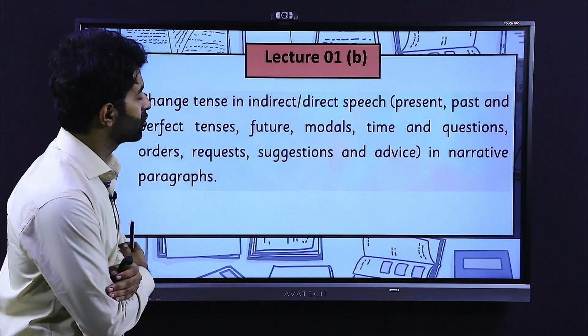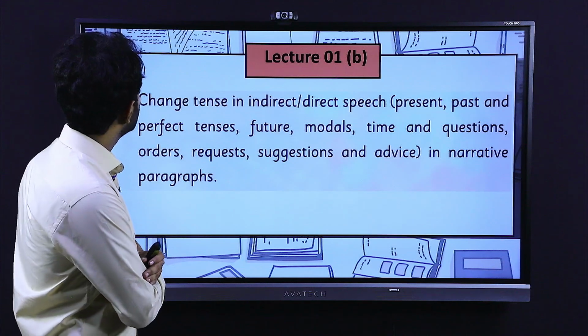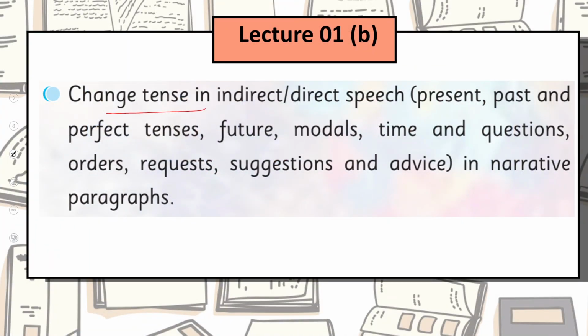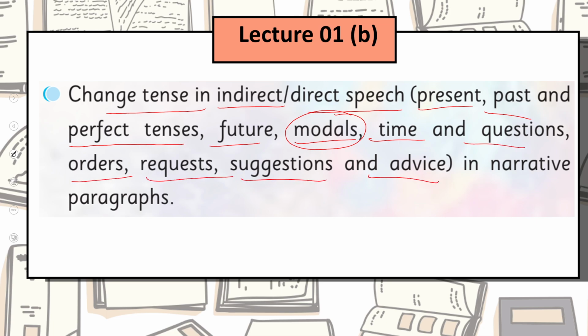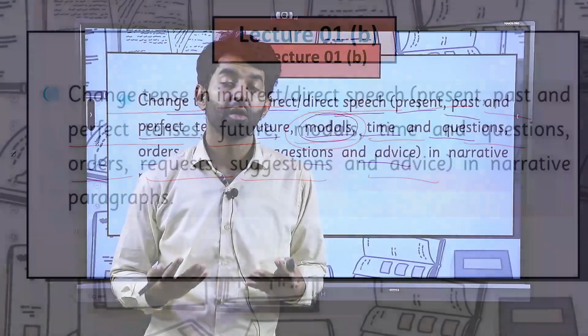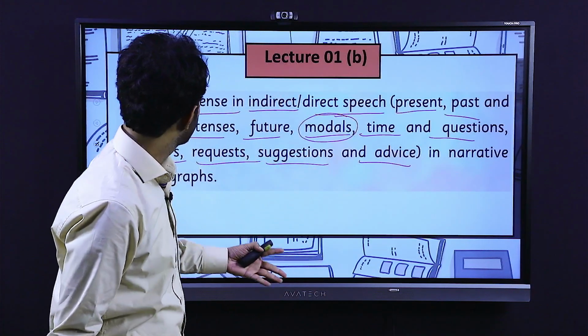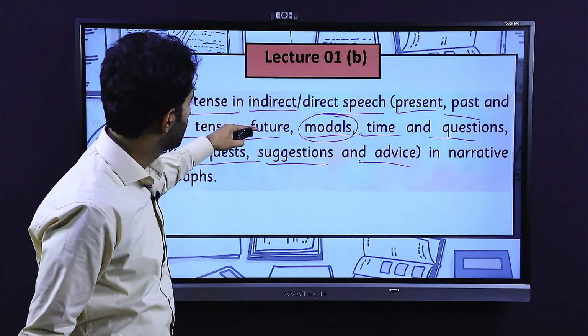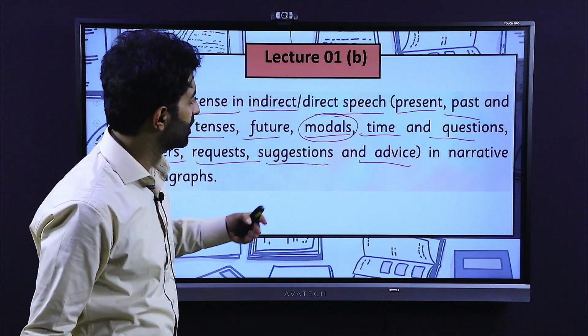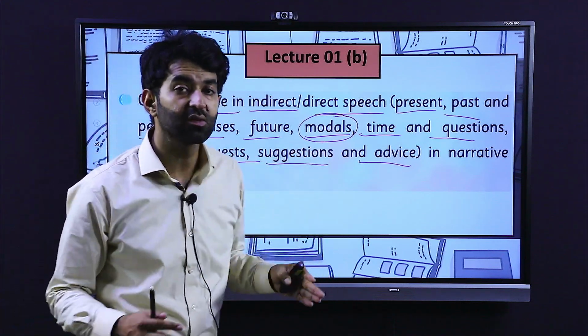Lecture 1 is divided into different parts. We change tense in indirect or direct speech: present, past, and perfect tenses, future, modal verbs, time, and questions, orders, requests, suggestions, and advice. All these in narrative paragraphs. When we are writing narrative paragraphs, whether they are fictional or non-fictional, we need to follow some rules. And how can we change tense from direct to indirect or indirect to direct? We are going to follow all these things.